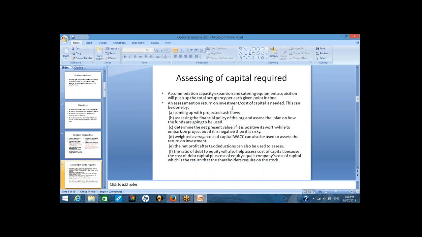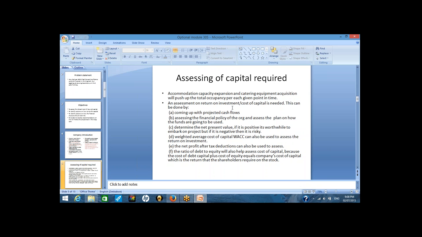We can also look at the net present value and see whether it is worthwhile to embark on the project. If the net present value is on the positive side, then we can venture into the project. But when it goes to the negative, it means the project might be risky.